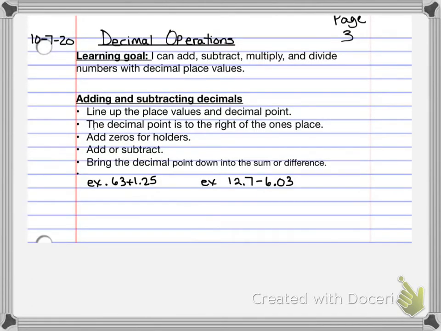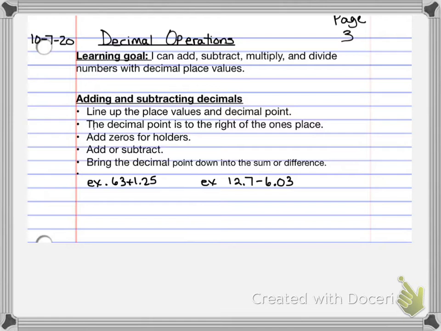All right, just underneath the learning goal, you're going to put a small little title saying adding and subtracting decimals. Again, you can pause the video at any time. All right, so notes, please copy down. Line up the place values and decimal points. The decimal point is to the right of the ones place. We can add zeros for placeholders after the decimal point. Add or subtract, and then we're going to bring the decimal point down into the sum. So pause here if you need time to copy the notes.